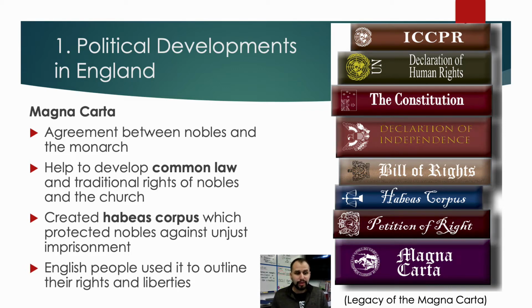And even though this was only meant for the upper class nobles and monarchs, the English people used it as an outline for their own rights. And we can see throughout time this document was used for many of the world's most important documents and our most important documents in the United States, things like the Constitution, the Declaration of Independence, and the Bill of Rights, but also like the UN's Declaration of Human Rights, the rights that all humans should have.